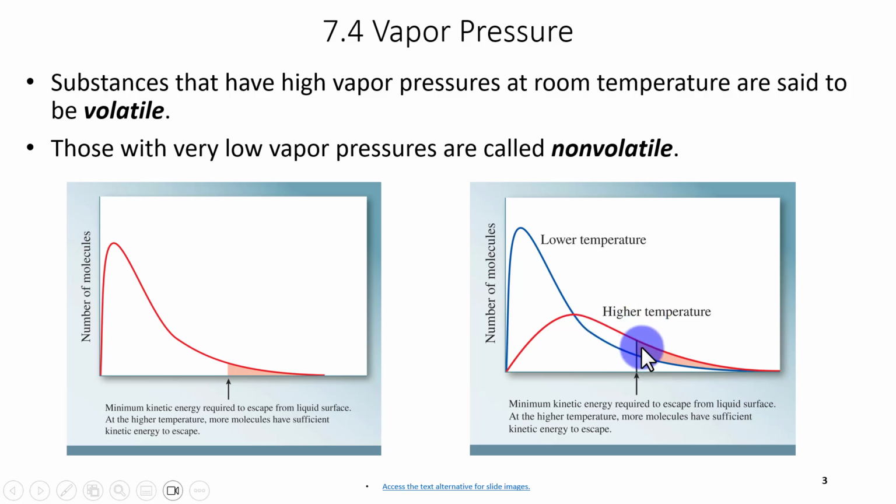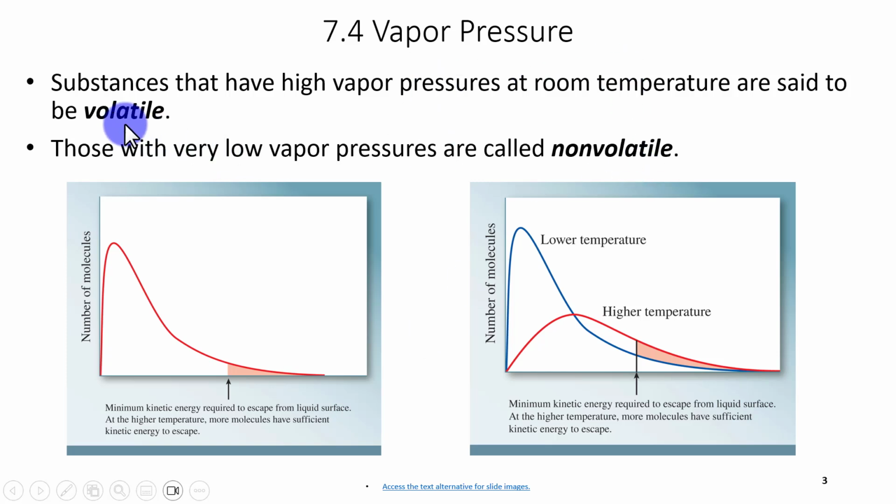But at higher temperature, it's going to be from the red curve and downwards. And you can see how if I increase the temperature even more, it's going to shift further and further. So it's going to increase the number of particles that have enough kinetic energy to overcome the liquid phase. So temperature is important for vapor pressure. The higher the temperature, the higher the vapor pressure.